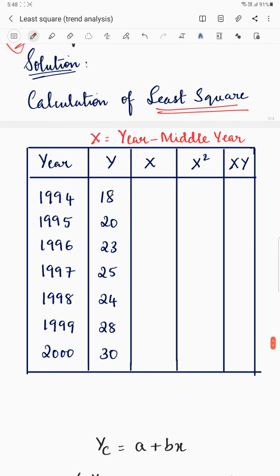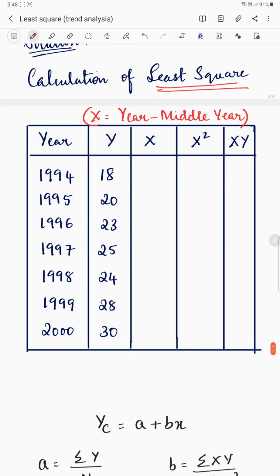Okay, so year and y I have written. So now how are you going to calculate x? The x formula for an odd number of years is year minus middle year. So here 1997 is the middle year. So 1994 minus the middle year 1997 is minus 3. 1995 is the year, year minus middle year 1997, minus 2. 1996 minus 1997 is minus 1.